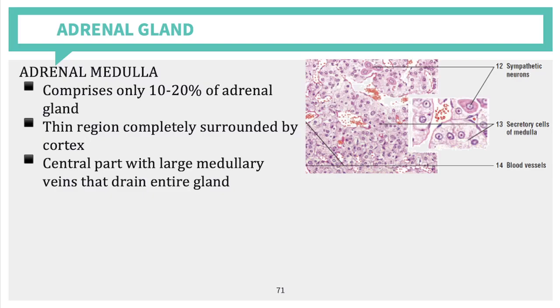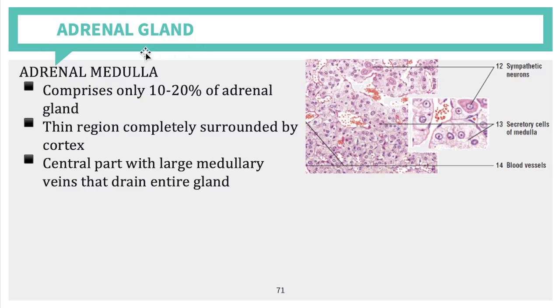Now let's proceed. So we're done with your adrenal cortex. Again, let's review your GFR, your different layers of your adrenal cortex. We have your zona glomerulosa, zona fasciculata, and your zona reticularis, the GFR. Let's proceed now to your adrenal medulla.